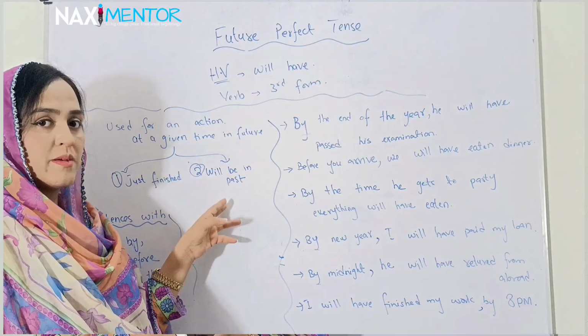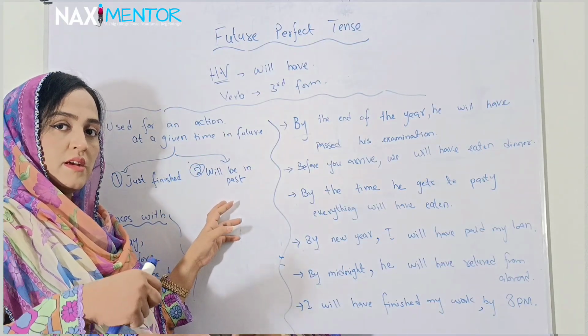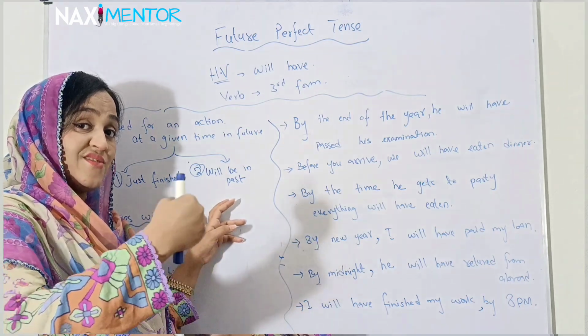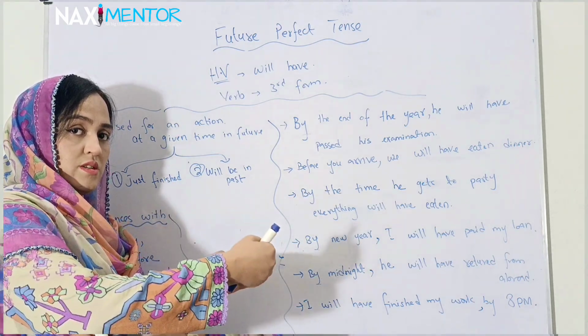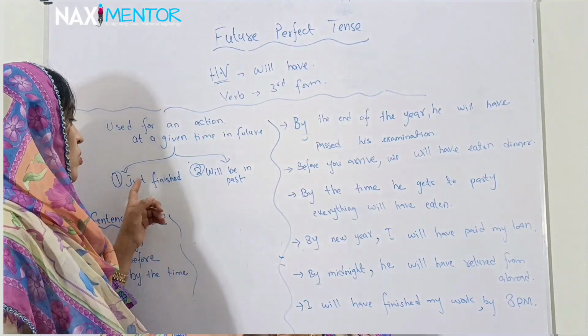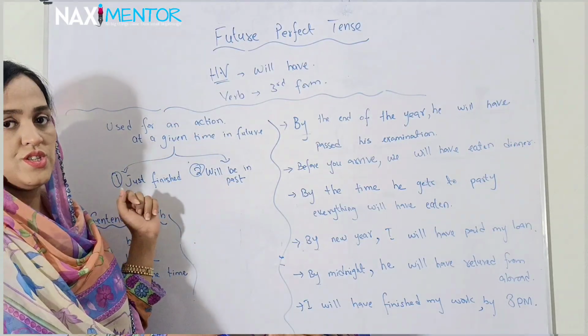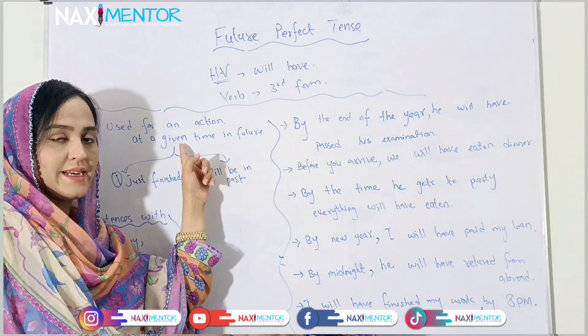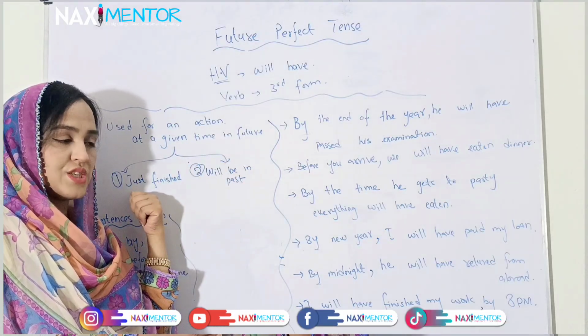the action will be in the past but in the future tense, we will be thinking about that condition in the future. The action was in the past, in the near past, or the action has just finished at a given time in the future. At a given time in the future, just finished.